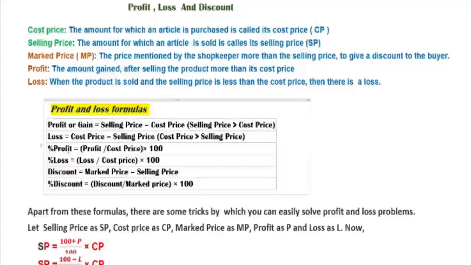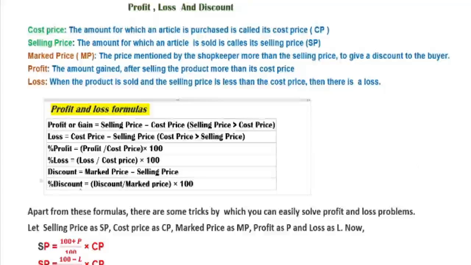Now the percentage of profit. Profit percentage equals profit divided by cost price into 100. Similarly, loss percentage equals loss by cost price into 100. That means loss by CP into 100. Now discount equals mark price minus selling price. Discount is mark price minus selling price, that is MP minus SP. And the percentage of discount equals discount divided by mark price into 100.